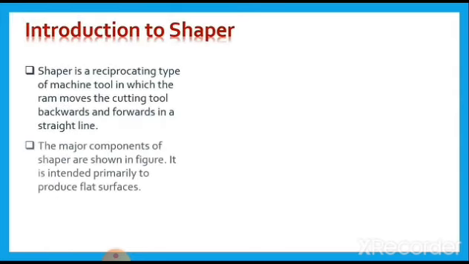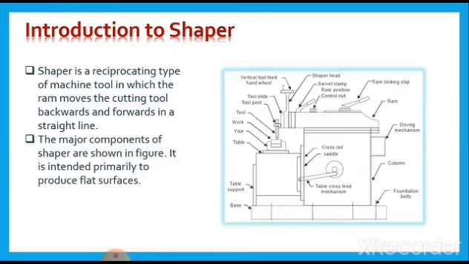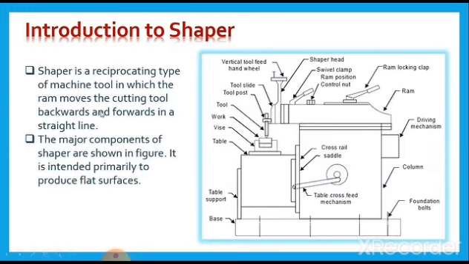This slide represents the small introduction. When we talk about the shaper, it is nothing but a reciprocating type of machine tool in which the ram moves the cutting tool backward and forward in a straight line. So this is your ram, which moves backward and forward in a straight line. Okay. So these are the major components of the shaper as shown here. It is intended primarily to produce flat surfaces.